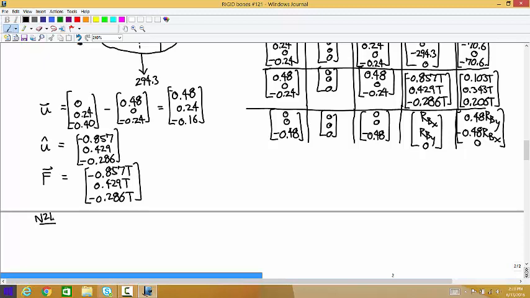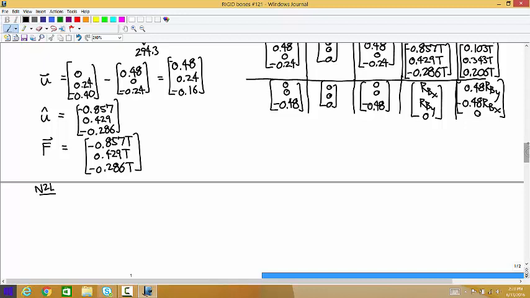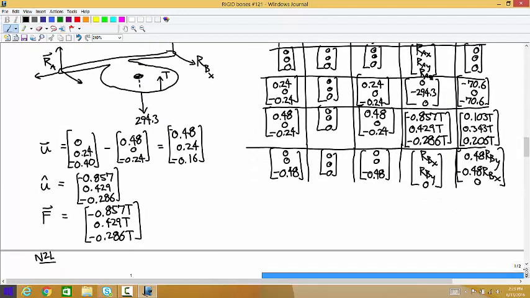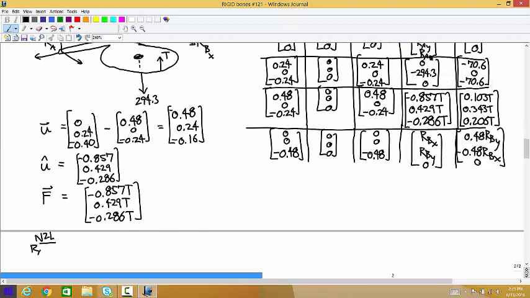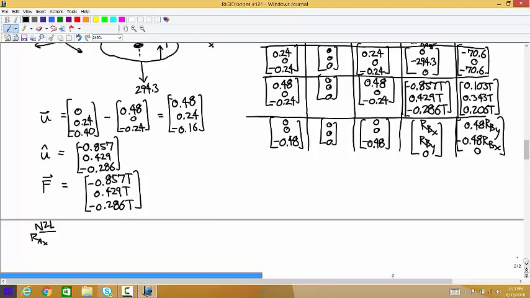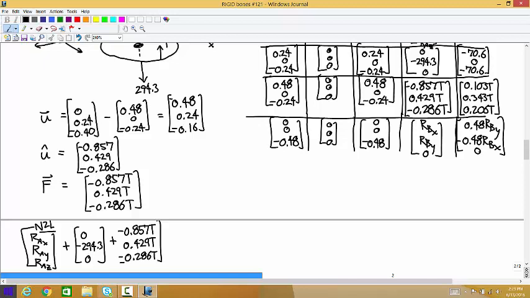Okay, so Newton's second law says RAX, RAY, RAZ plus 0, negative 294.30, plus negative 0.857 T, positive 0.429 T, negative 0.286 T, plus RBX, RBY, 0 is equal to zeros.